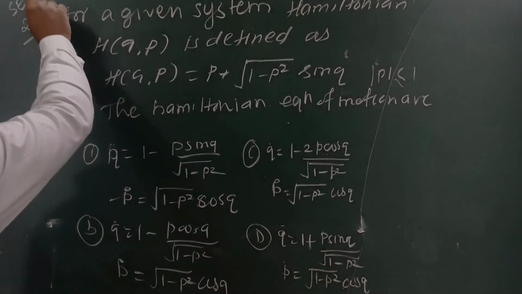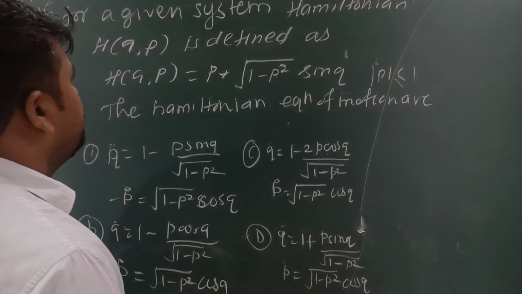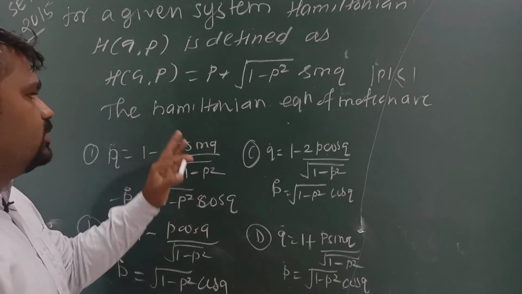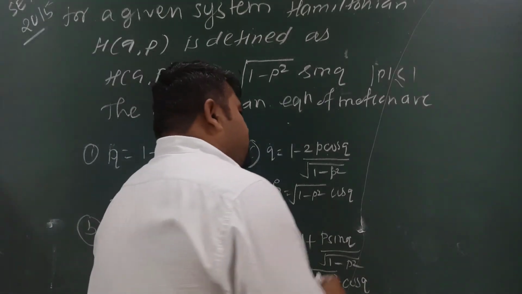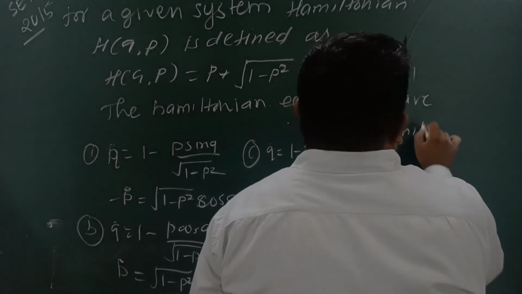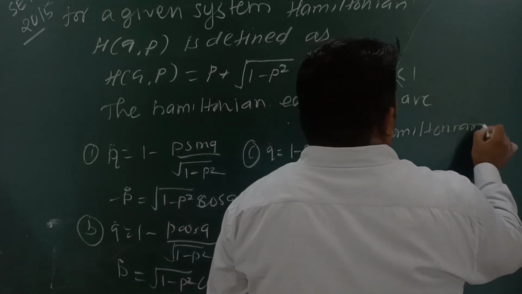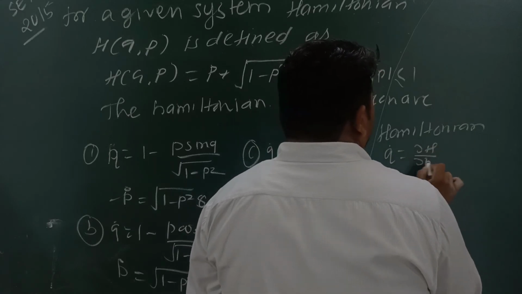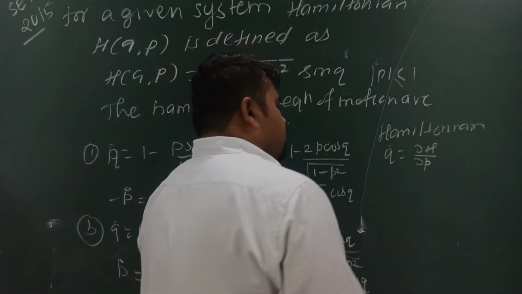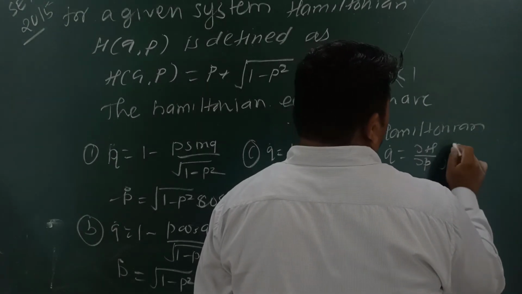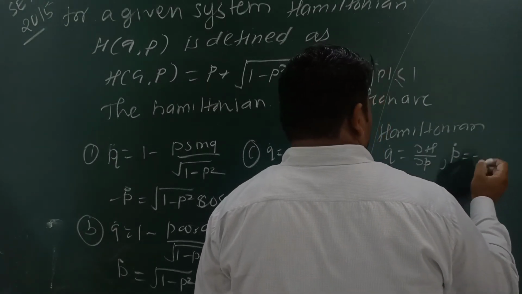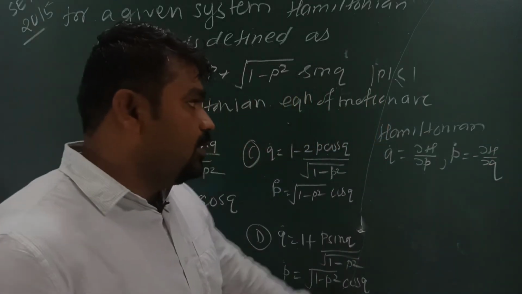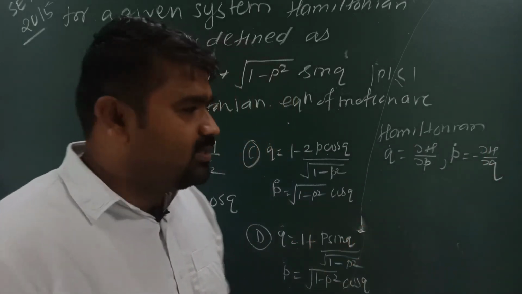2015 question. For a given system, Hamiltonian H of q comma p is defined as this one. Which of the following options is correct? Always memorize the two Hamiltonian equations. Q dot is equal to dH upon dp. And the second Hamiltonian equation, p dot is equal to minus dH upon dq. Note the minus sign in p dot.